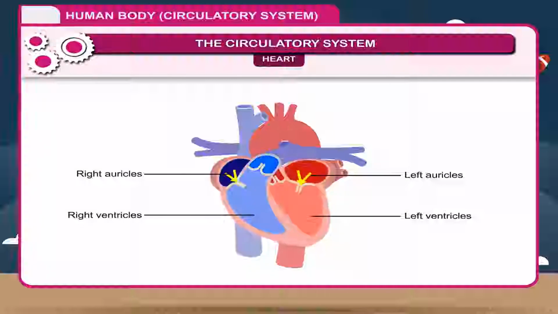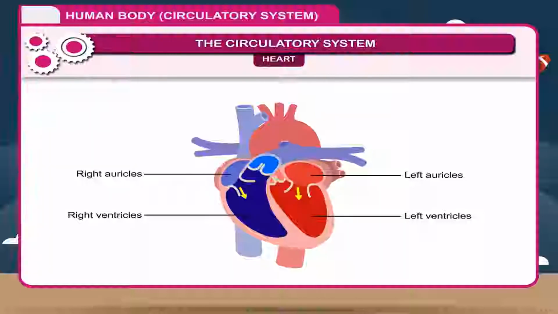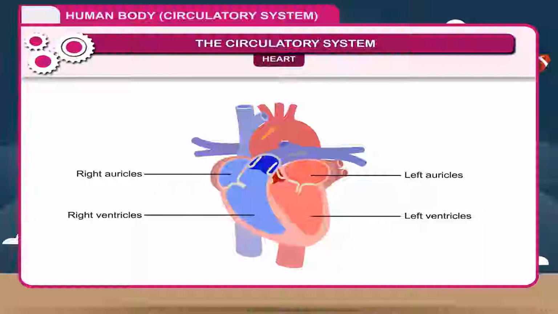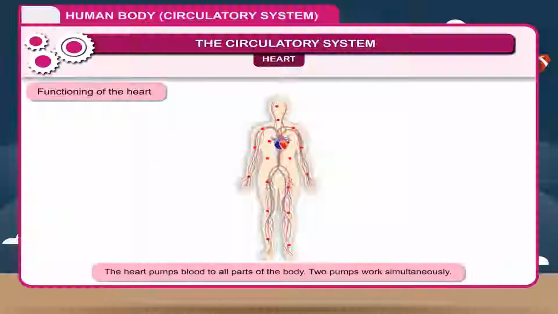The walls of these chambers are made of a special muscle called myocardium, which contract continuously and rhythmically to pump blood. Functioning of the heart. 1. The heart pumps blood to all parts of the body. 2 pumps work simultaneously.